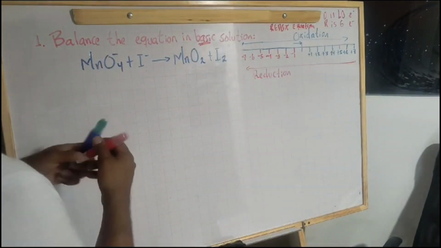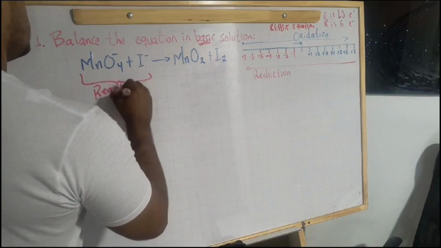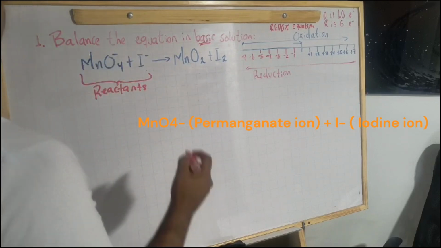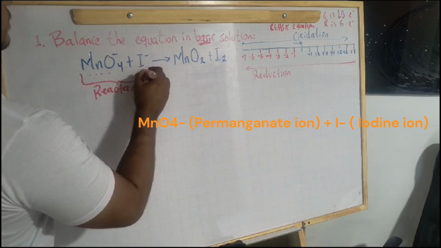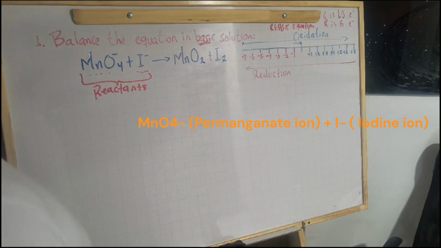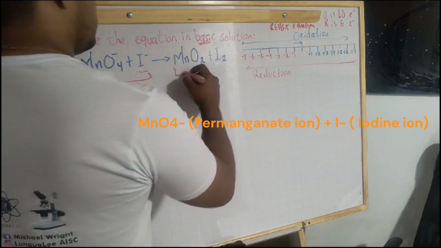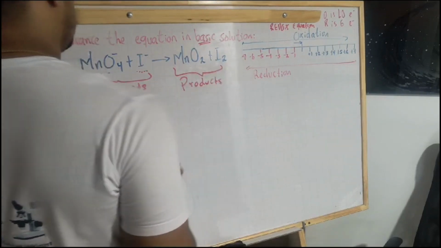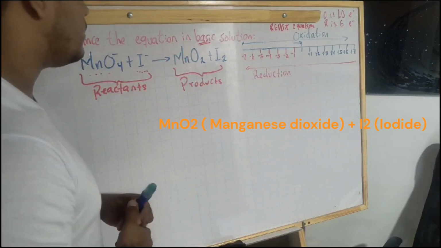Here, the substances that I have in the reactants are the permanganate ion and the iodide ion. And that will yield, on the side of the products, manganese dioxide and iodine.